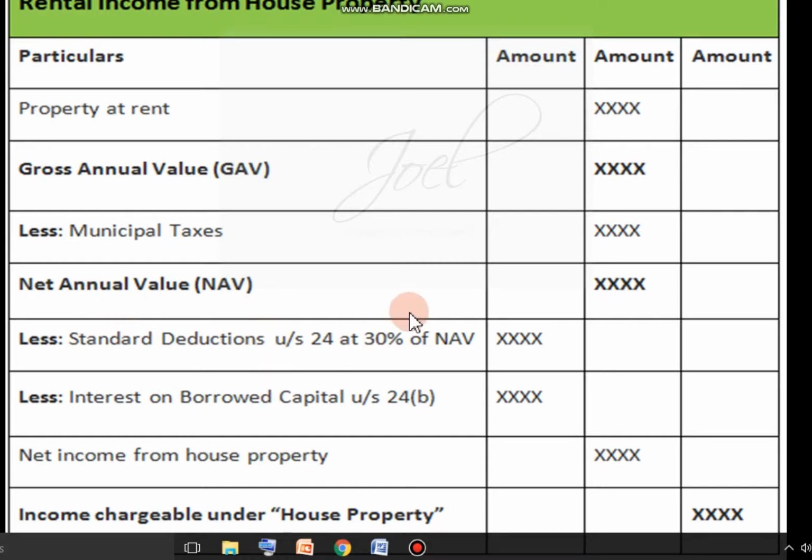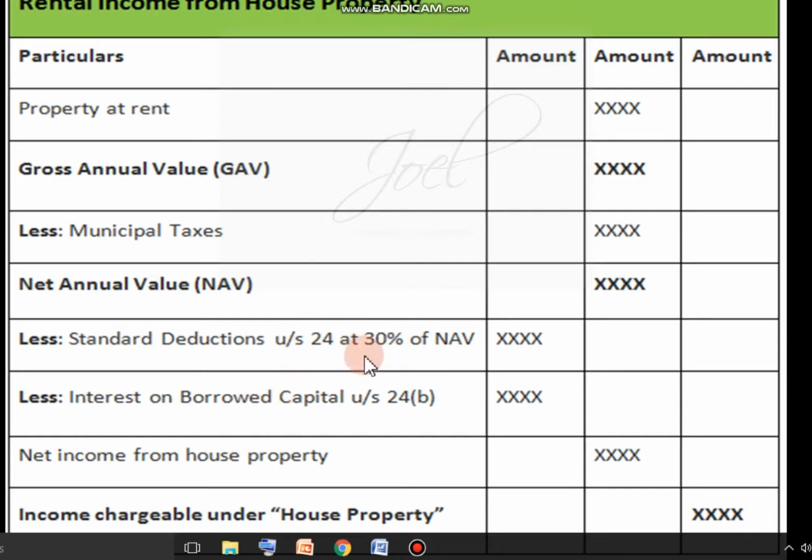From that annual value, two deductions are there. One is 30% on annual value, that is net annual value. One more is interest on borrowed capital. In simple language, what we can tell is interest on housing loan. So, these are the deductions we have to consider, and based on this format we can solve the problem. Gross annual value we have to calculate first. Municipal tax is to be deducted, standard deduction is to be deducted at 30%, then interest on loan we have to deduct.